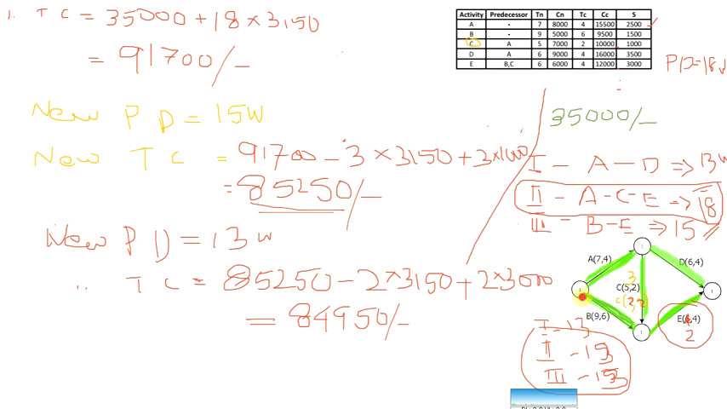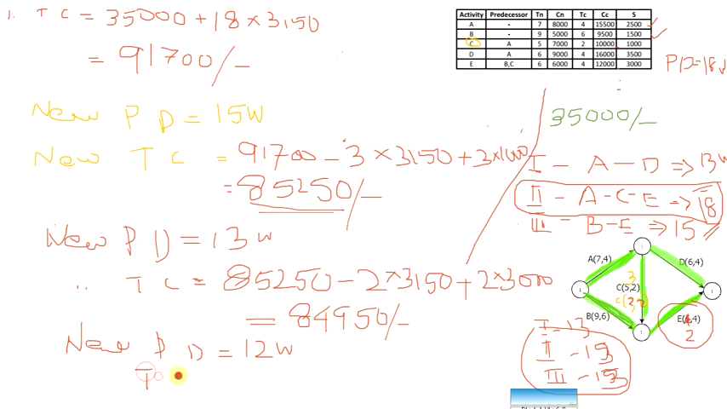Then for B, E: B's cost slope is only 1500 and E's cost slope is 3000. So we will select 1500, that means B. We will select B for the third critical path. So we'll crash this by 1. Therefore, the new project duration will be 12 days, 12 weeks. New project duration is 12 weeks.